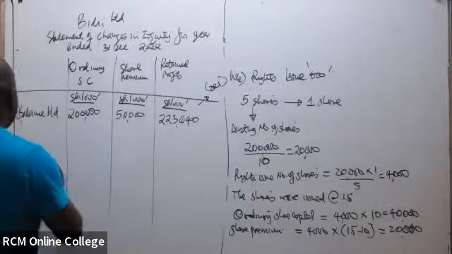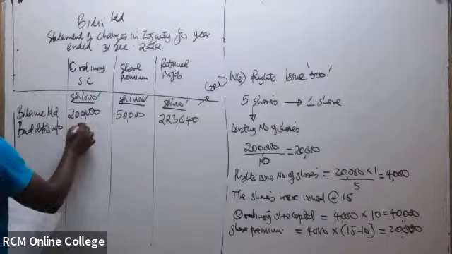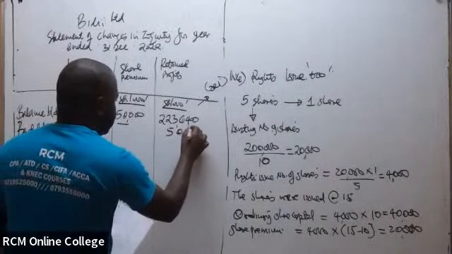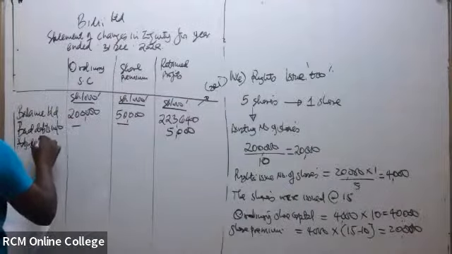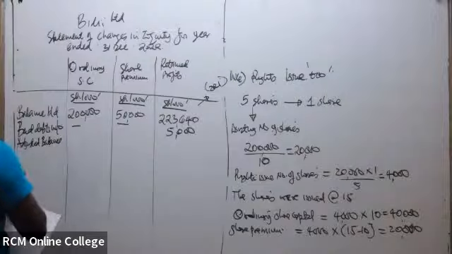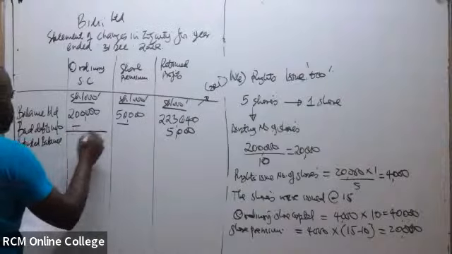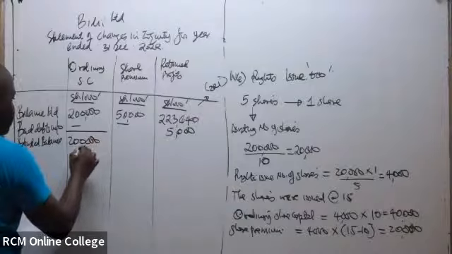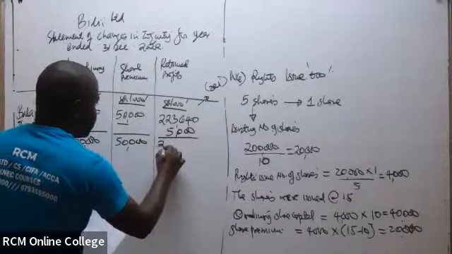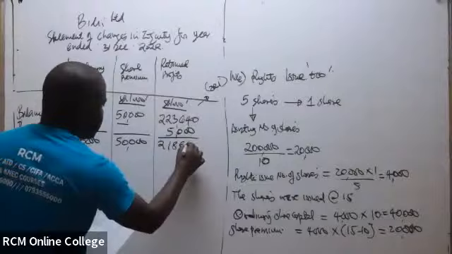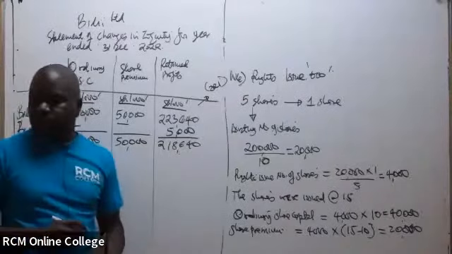So in this case, we end up having to adjust it with the bad debts written off, an amount of 5 million. And therefore the adjusted balance, we can maybe put the adjusted balance here. This one comes to 200 million. This one is actually 50 million. This one comes to 218,640, like that.